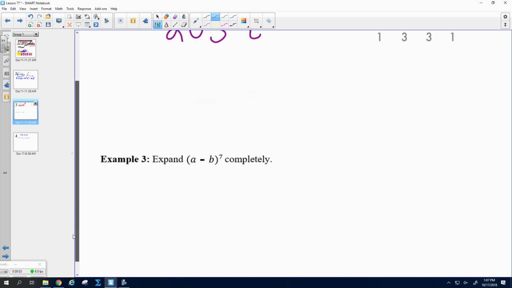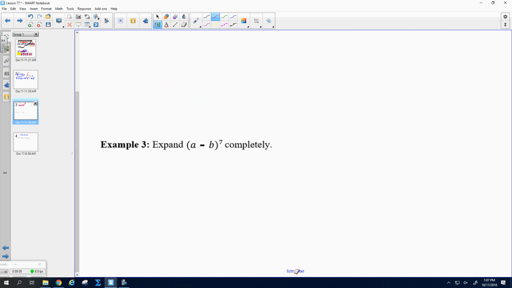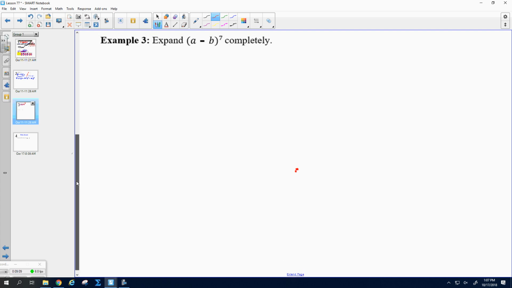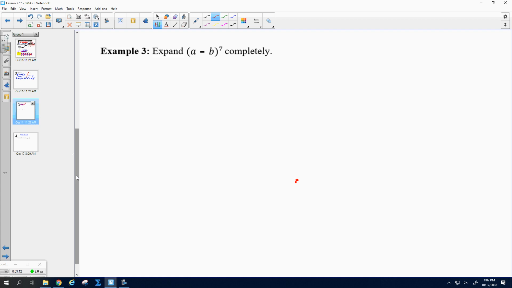All right, we're changing the next one to a negative. So I know on your paper it says a plus, but I want you guys to make it a minus sign because what if we have a minus? All right, expand completely. This one looks fun. So it's a minus sign. We have it to the 7th.